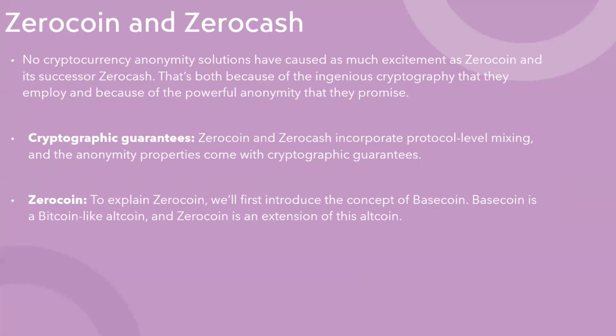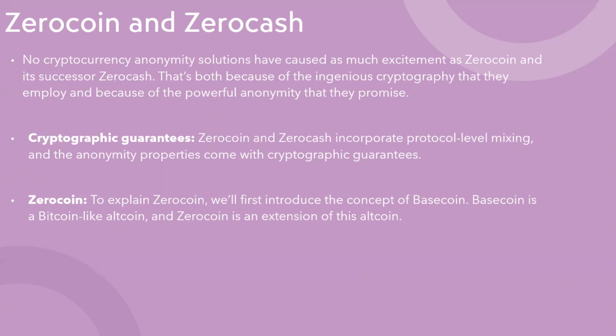Cryptographic guarantees. Zerocoin and Zerocash incorporate protocol-level mixing, and the anonymity properties come with cryptographic guarantees. To explain Zerocoin, we'll first introduce the concept of a base coin. Base coin is a Bitcoin-like altcoin, and Zerocoin is an extension of this altcoin. The key feature that provides anonymity is that you can convert base coins into zerocoins and back again, and when you do that, it breaks the link between the original base coin and the new base coin.